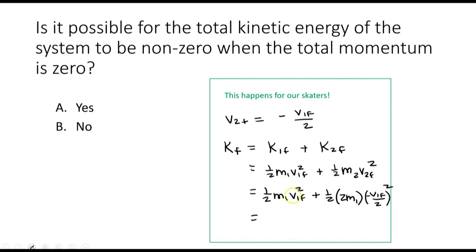So really what we end up with here is 1/2 m1 v1 final squared plus another 2 of those, and we also have the 2 in the denominator that gets squared, so that ends up being a 4. So I really end up with 1/2 plus 1/4 multiplied by m1 v1 final squared. And so we get 3/4 m1 v1 final squared. And that is non-zero, even though we know that the final momentum of the system was 0. So I would say that yes, you can have a total kinetic energy that's not 0, even if the momentum is 0.